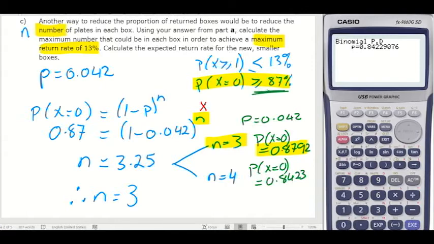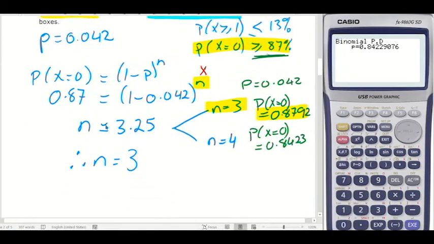Okay, the last part of that question now asks us to calculate the expected return rate. So I found out how many plates I'm going to put in a box. I'm going to put 3 in a box, and now I need to know what the return rate will be. So our return rate is when at least 1 is returned.